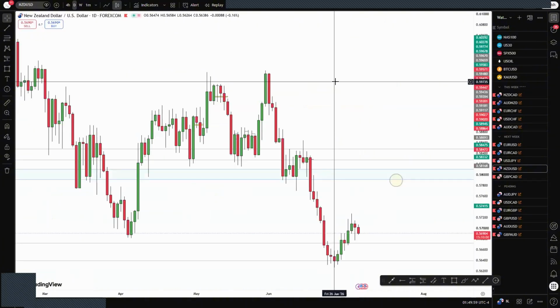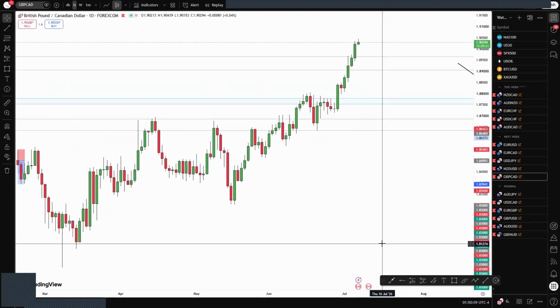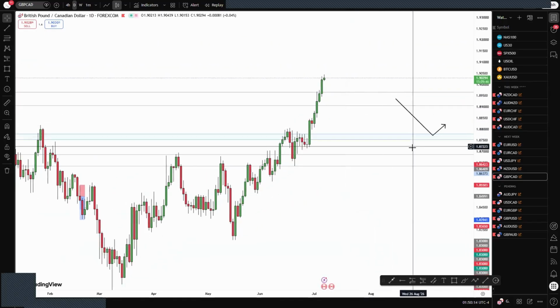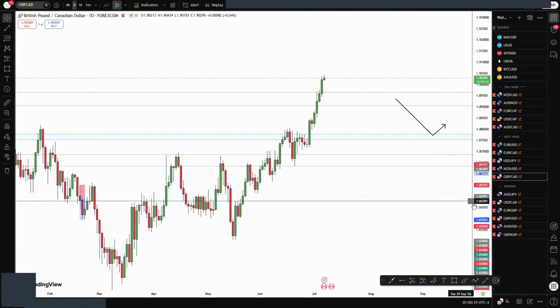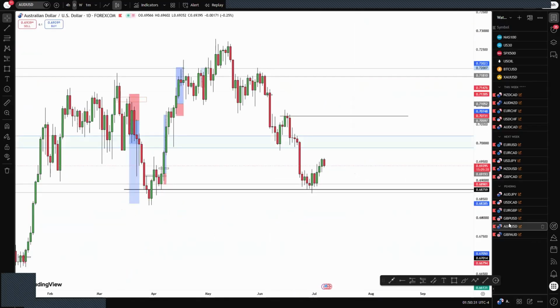NZD USD. I would want price to come back here and then would sell. GBP card. Same, we're waiting for price to test here and then we can sell. This one, maybe this week we might have that break. For this one, maybe we might have the lower low and lower high we need.